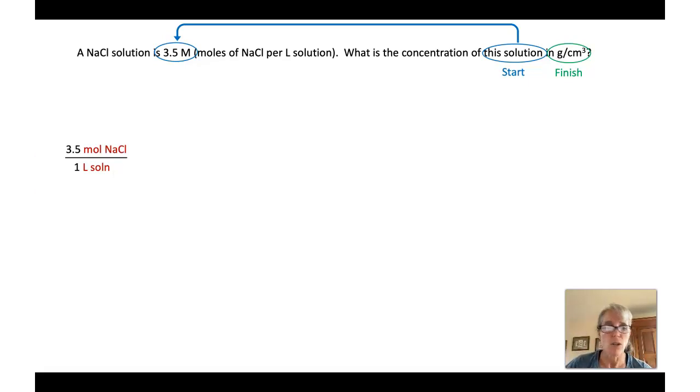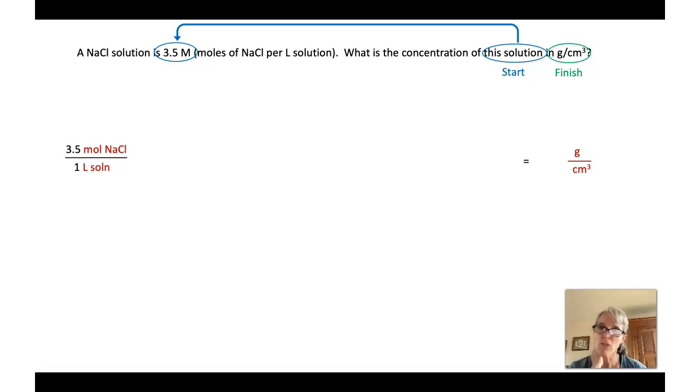Okay, so we've got these two units, and we're trying to get them to grams per centimeter cubed. All right, so just like in the last one, let's start with one unit and convert that one, and then we'll go on to the next one. Let's start with the moles.